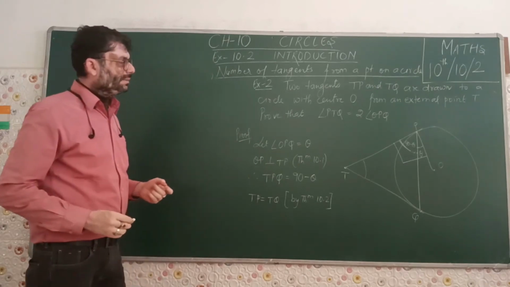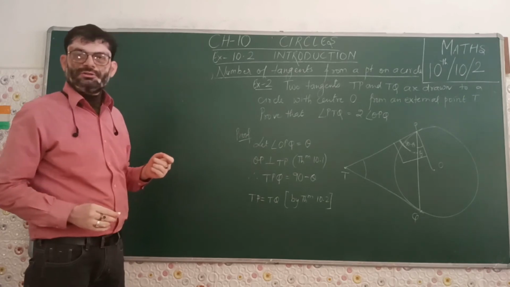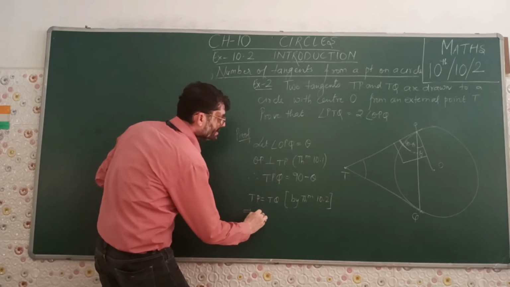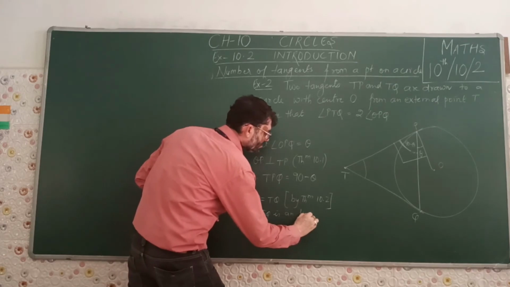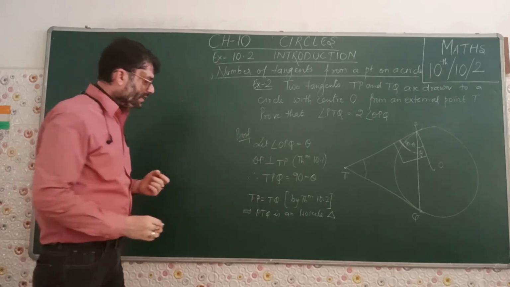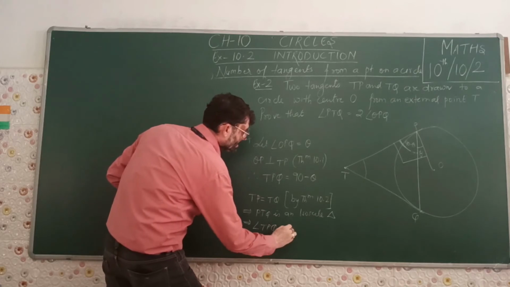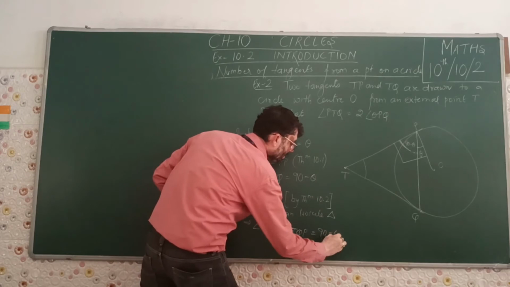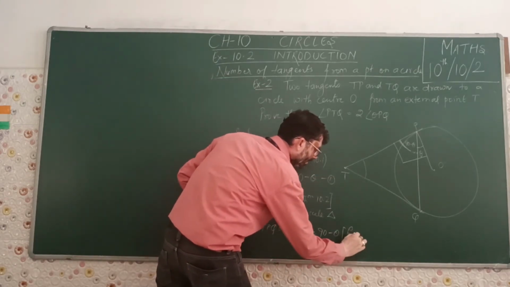This is by theorem 10.2, that is the tangents drawn from an external point to a circle are of equal length. If TP is equal to TQ, so we can say PTQ is an isosceles triangle. If it is an isosceles triangle, then we can also say that angle TPQ is equal to angle TQP, and that is also equal to 90 minus theta. Keep this one as well. That is from equation number 1.